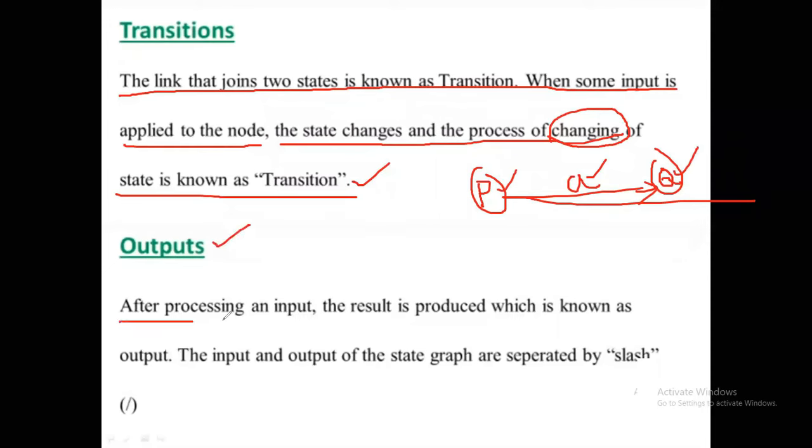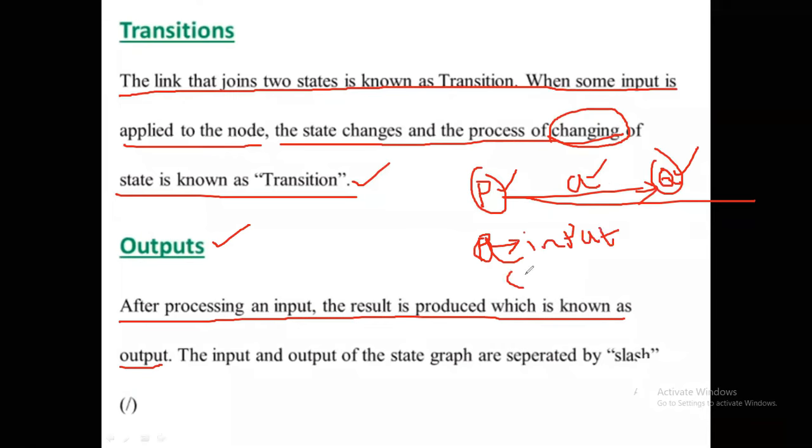Outputs. After processing an input, the result that is produced is known as output. Here, A is an input and Q is the output state. So after processing an input, if A is applied to state P, the result is produced. Here the state P is changed to Q. That we call the output.